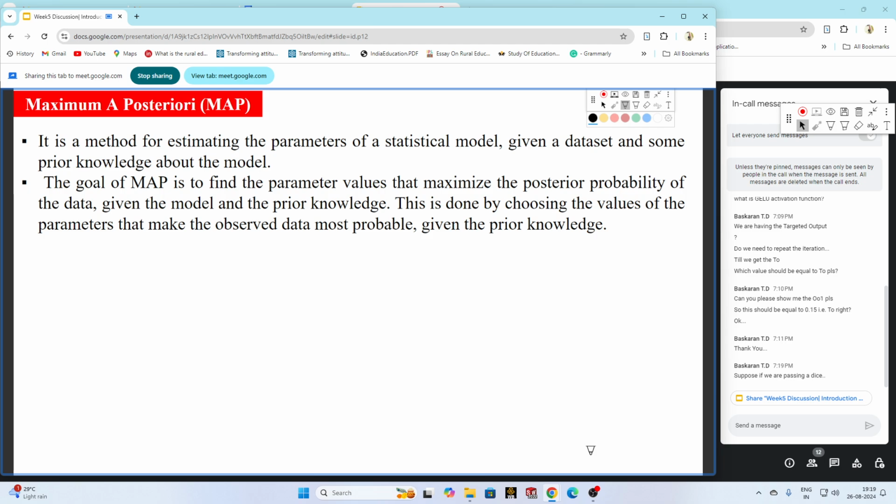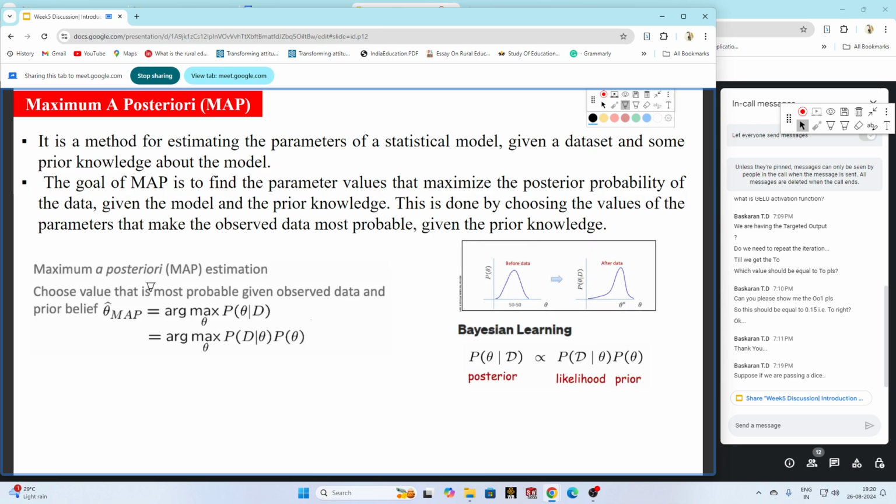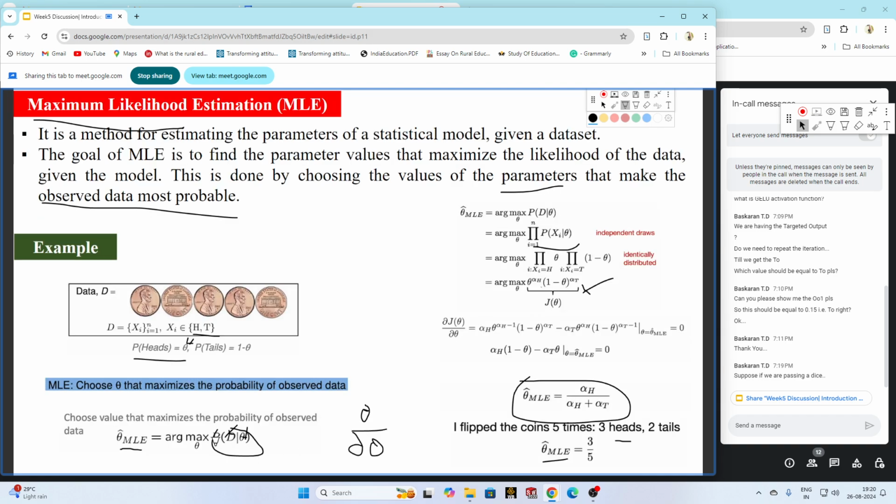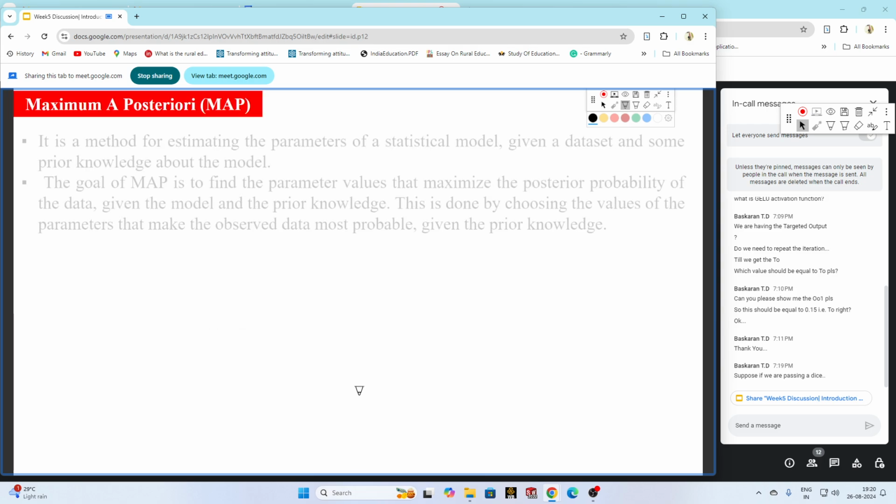Again I am repeating, in MLE we have only data and we have to find the parameter. Here, with data we also have prior knowledge about the model. By that we have to find the parameter that will maximize the posterior probability, that means the updated probability. Prior probability means the probability of the distribution, and posterior probability means the updated probability. This is done by choosing the value of the parameter that makes the data most probable given the prior knowledge. So this is the formula. Earlier you can see the formula p(D | theta): we have to find theta so that this p(D | theta) can be maximum.